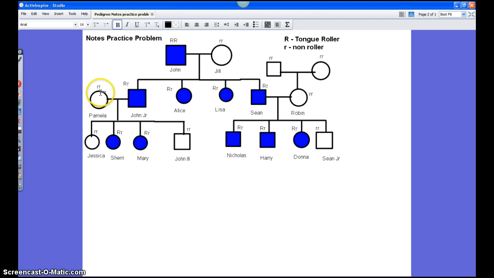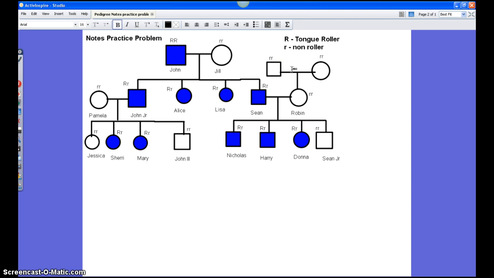John Jr. marries someone who is not a tongue roller, and they have 4 children. Mary and Sherry both can roll their tongues. They had to get the little r from their mom, and they got a big R from their dad in order to be able to roll their tongue. Over here, Sean and Robin married, and they had 4 children. 3 of theirs could roll their tongue, and 1 could not. Robin's parents both were non-tongue rollers, so both little r, little r.